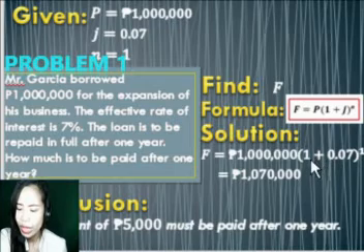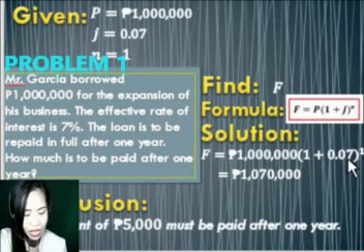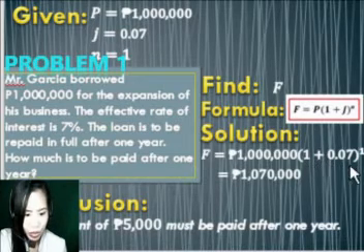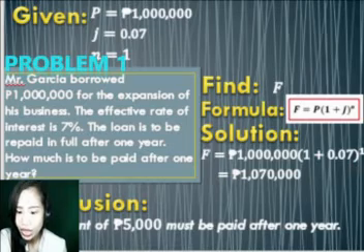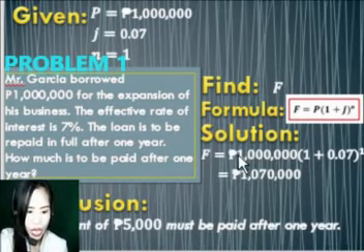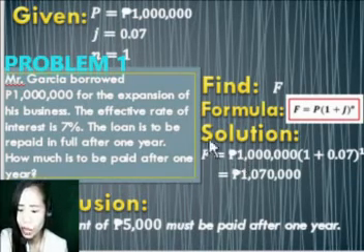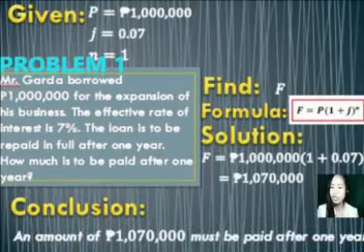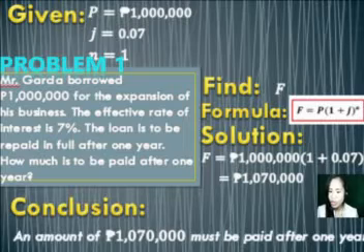So, we'll add first using PEMDAS, parentheses: you simplify the 1 plus 0.07 in parentheses, then raise to the power and multiply by 1 million. Therefore, our future value now is 1,070,000 pesos. So in your conclusion, there is an amount of 1,070,000 pesos that must be paid after 1 year.